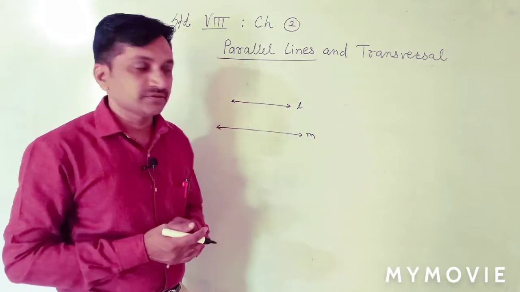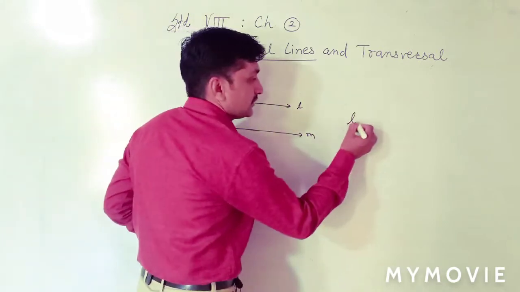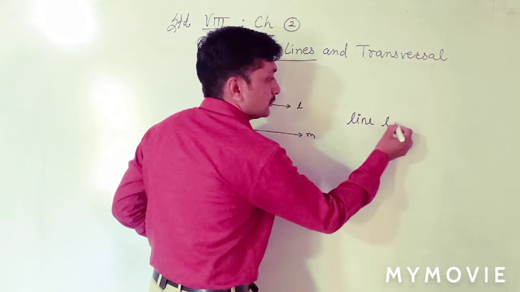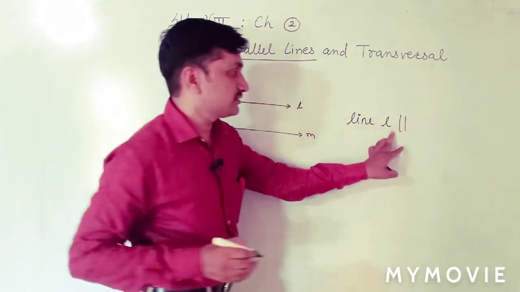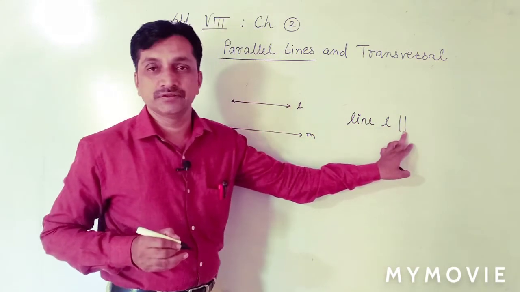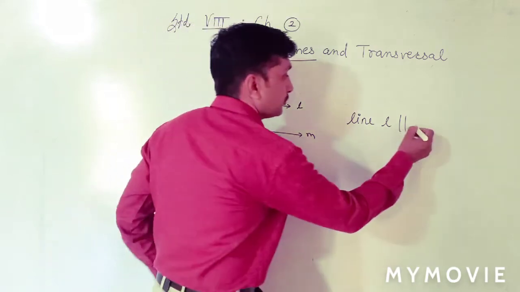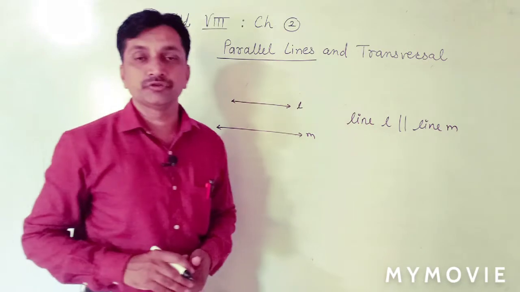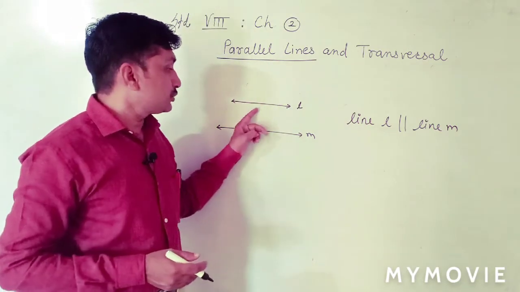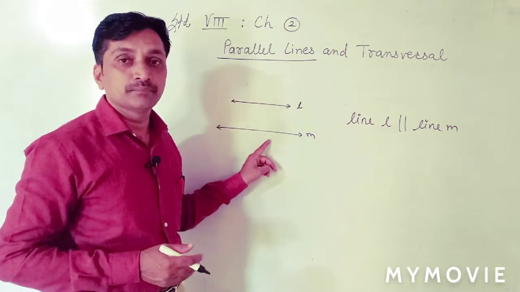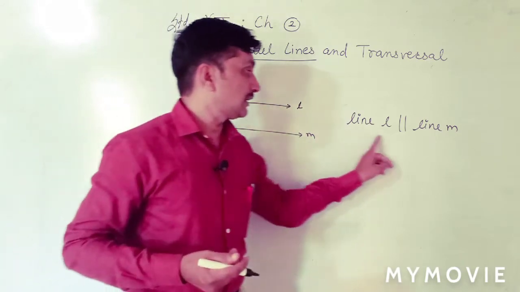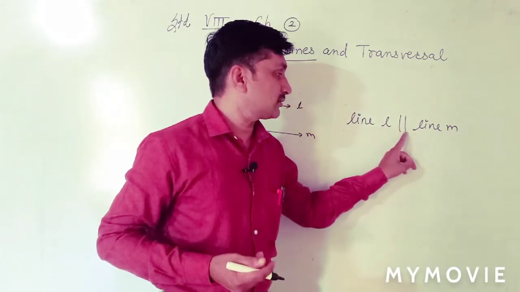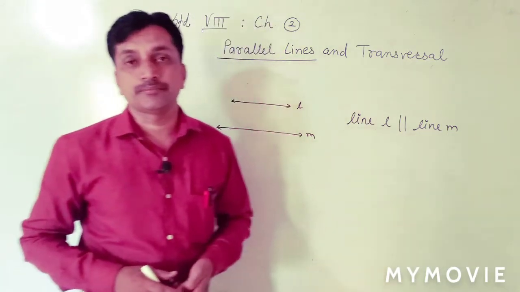Then how to write it symbolically? Line L, parallel, this is the symbol, two vertical lines. Line L parallel to line M. We will read it as line L is parallel to line M, but we will write it like this: line L, this is the parallel sign, line M.